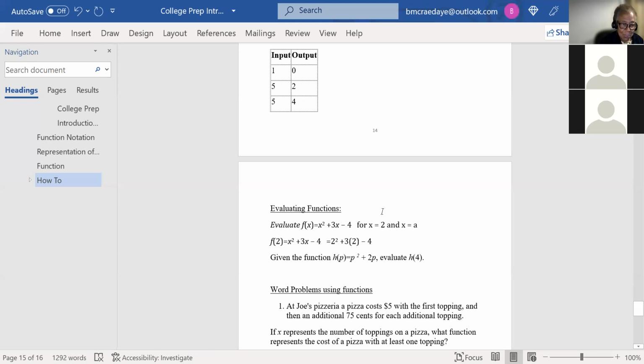Okay, what's 2 to the second power? 4. All right, so this will be equal to 4. What's 3 times 2? 6, right? And we have minus 4. So what's that equal to? 10.